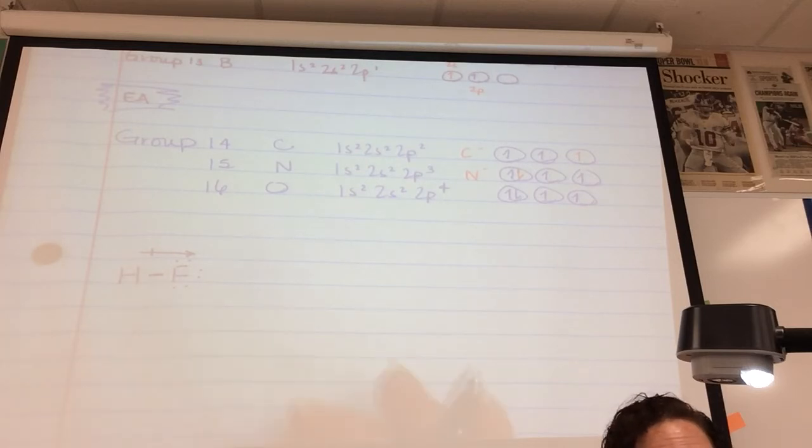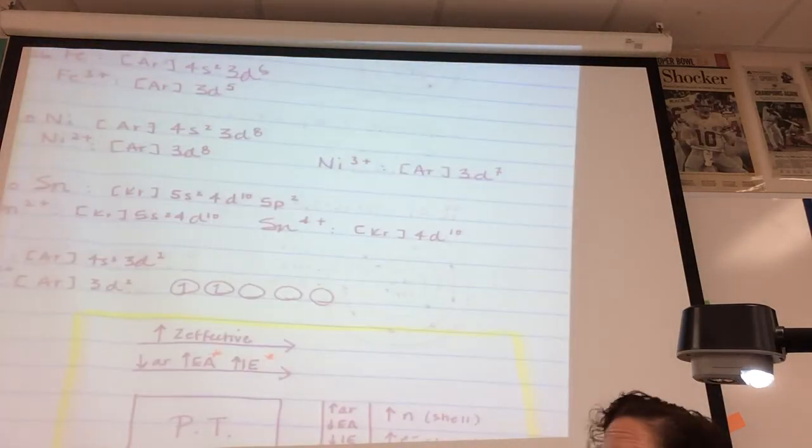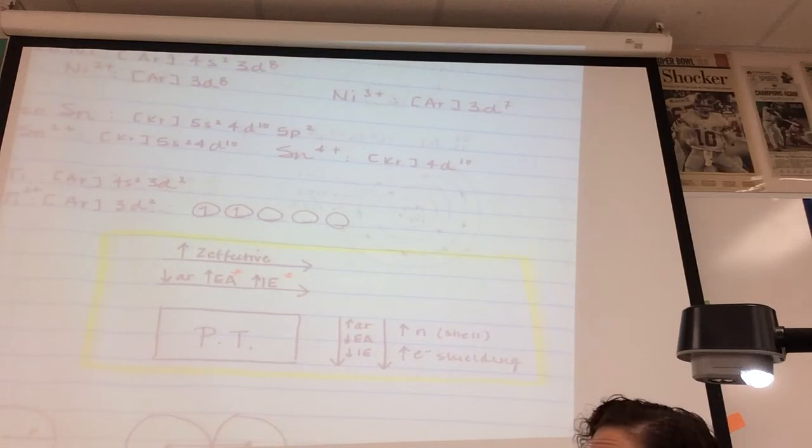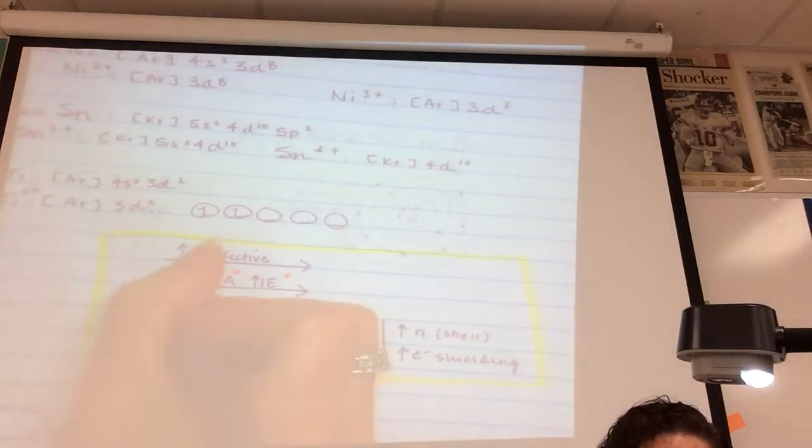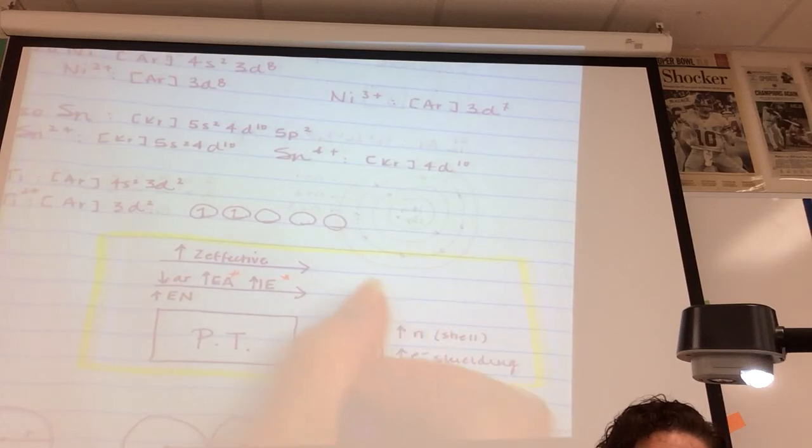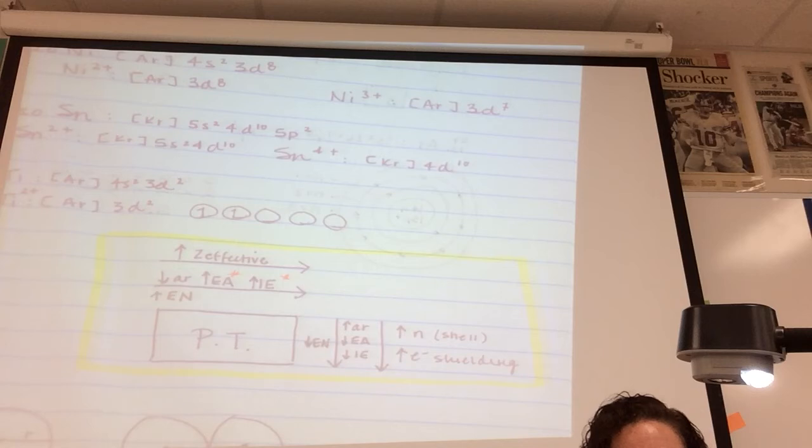This trend is the same as that you have for electron affinity. So just to finish off our little table here. We haven't done ionization yet, but electronegativity, like electron affinity, increases across a period and decreases down a group for the same reasons.